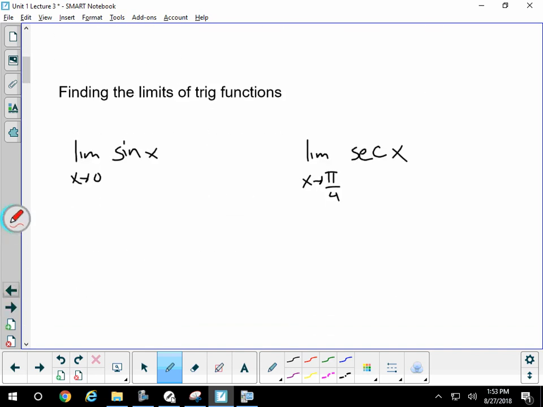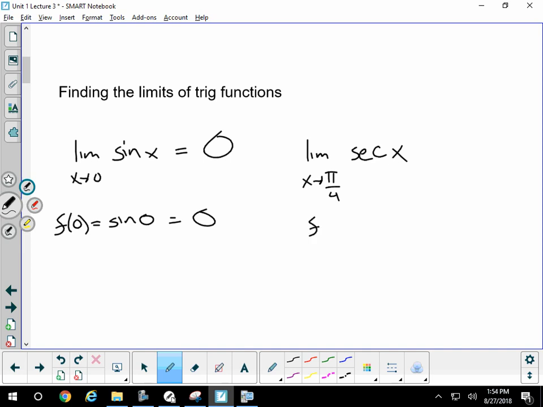look at these 2. If I asked you to find really a limit of any function, not just a trig function, the first thing you should do is try to find that function value. And if the function value exists, guess what? That's your limit. If I ask you to find the limit as x approaches pi over 4 of secant of x, first thing you should try to do, plug in pi over 4.